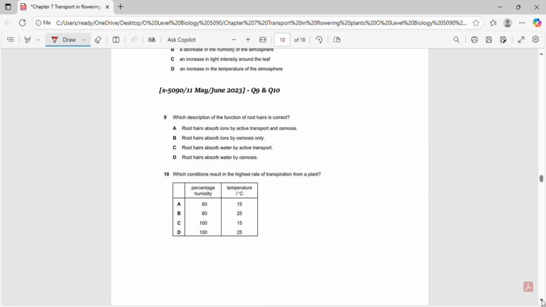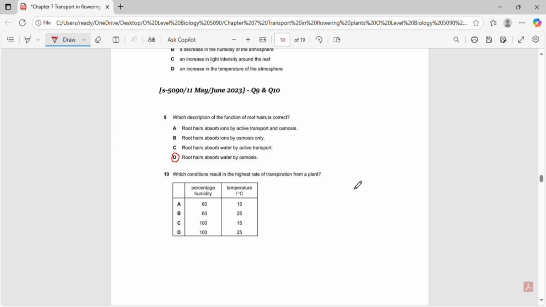Then we have the next question, which says, which description of the function of root hairs is correct? So the answer is D. Root hairs absorb ions by active transport, but water specifically enters by osmosis, so option D is the accurate description of water uptake. And then we have, which conditions result in the highest rate of transpiration from a plant?